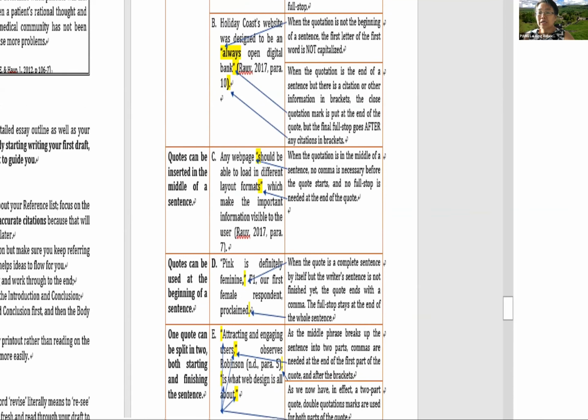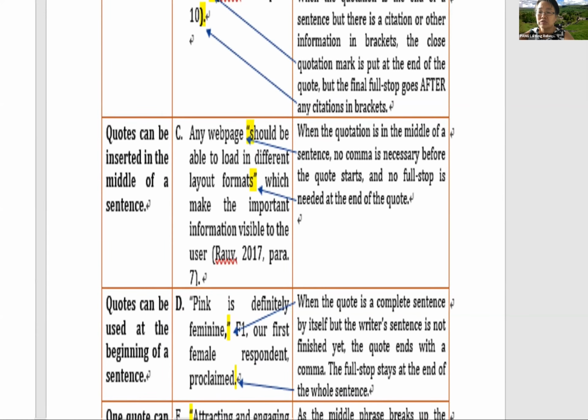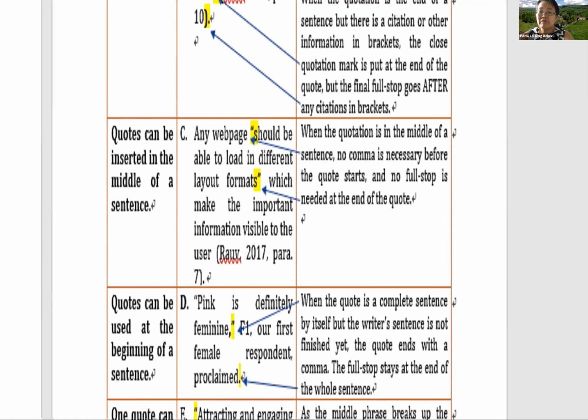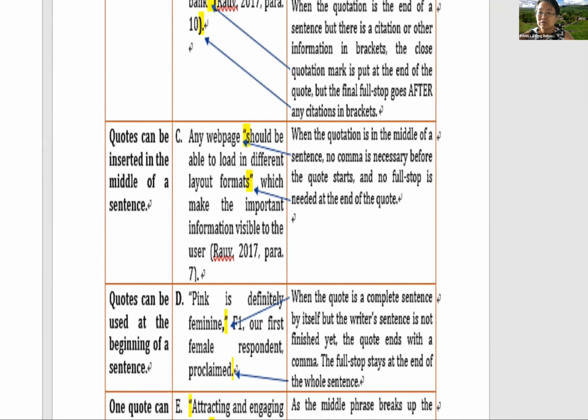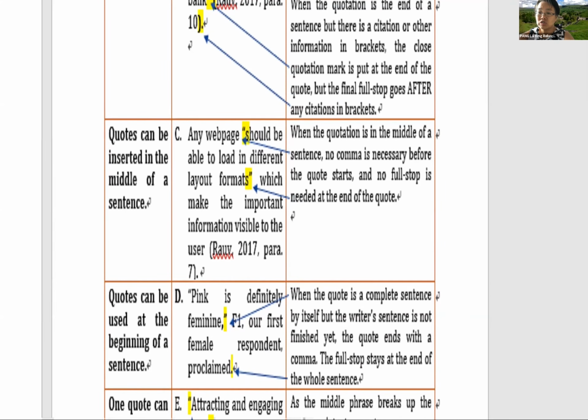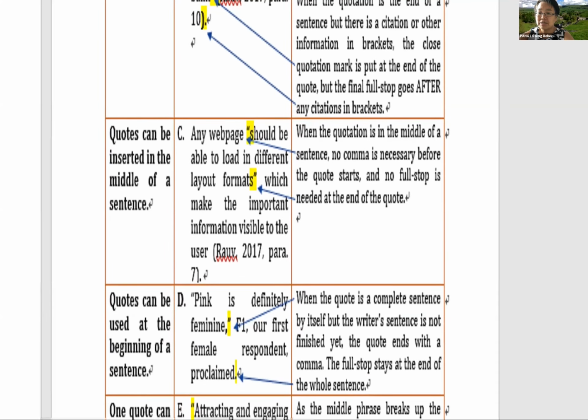Sometimes you might like to put part of the quotations in the middle of your sentence. So same thing, no trick, but make sure the grammar is coherent. So even if you take some of the words out from the quotations, make sure your own sentence is grammatical. So like here, any web page should be able to read in different layout formats. All right, so this bit you pick and choose.